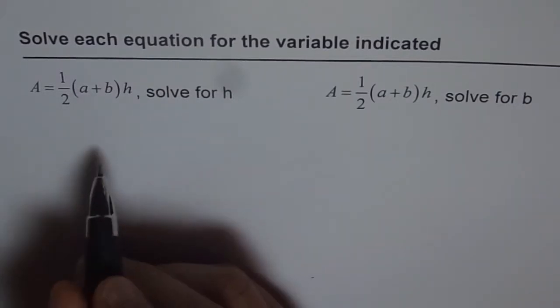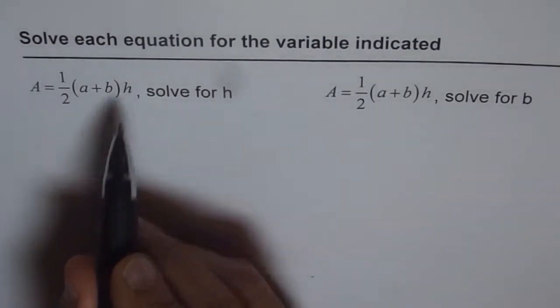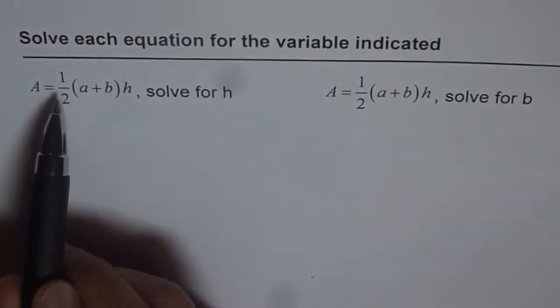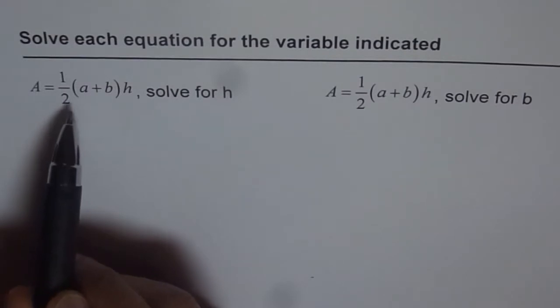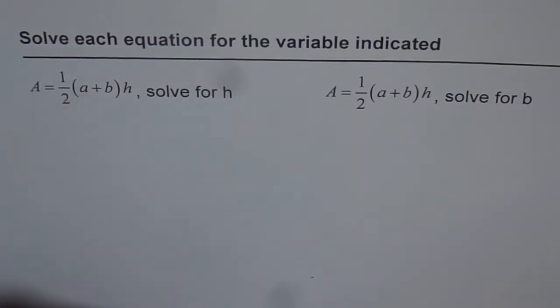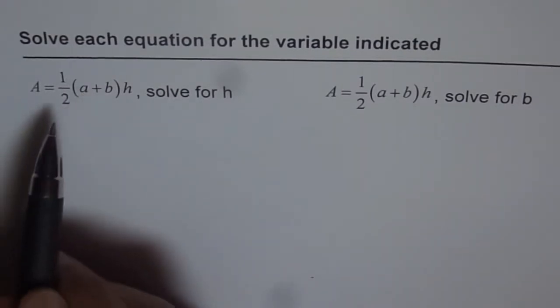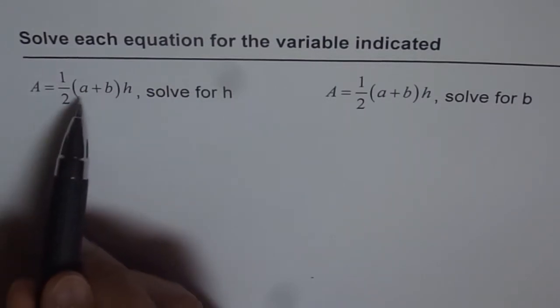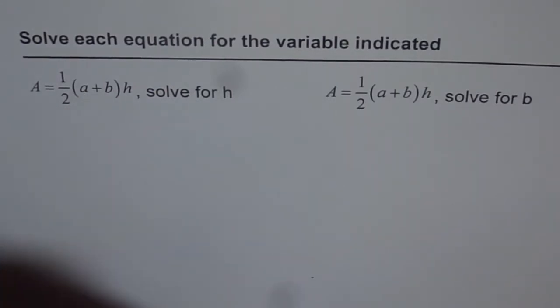Now let's do the first one. Solving for h means we want to get rid of 2 from the denominator and a plus b from the numerator. So what should we do? We should multiply by 2 first and then divide by a plus b. By that way we can solve for h, right?